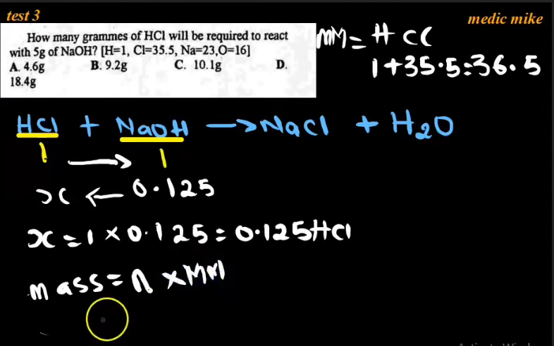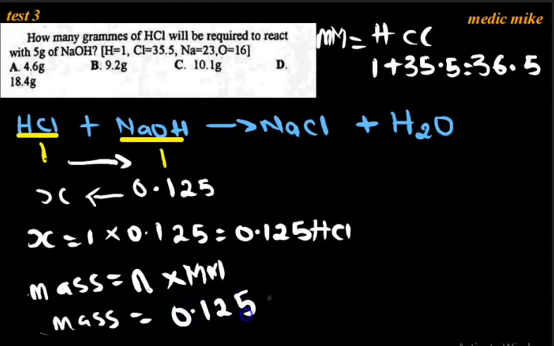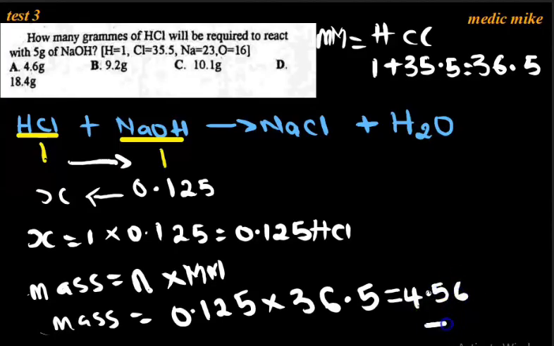Hence, the mass of HCl will be mole of HCl times molar mass of HCl. M means molar mass. Then the mass becomes 0.125 times 36.5, and if you punch that, it will give us 4.56, which approximately gives us 4.6 grams. And definitely our answer is option A.